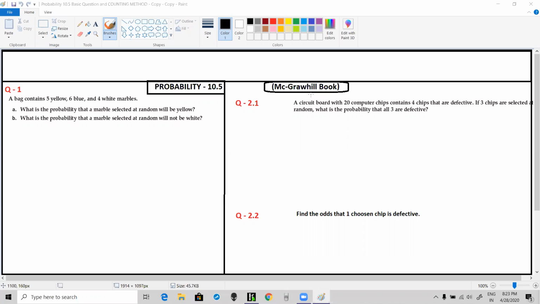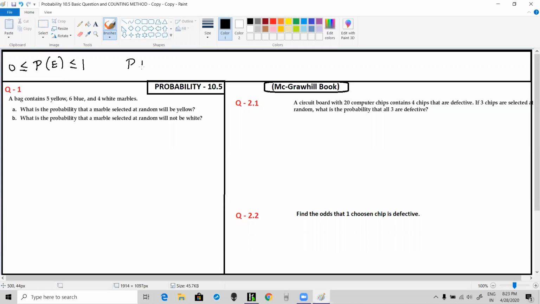I'll be covering a bit about probability here, and I'm focusing on grade 12 right now and the McGraw-Hill book, Unit 10.5. So I'm assuming right now that my students already know that probability of any event x is always less than or equal to 1 and more than or equal to 0. It will stay between these two limits.